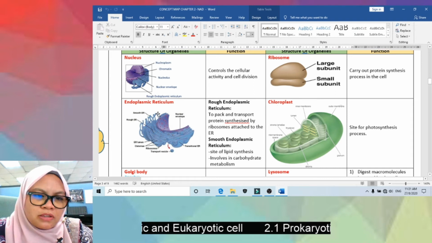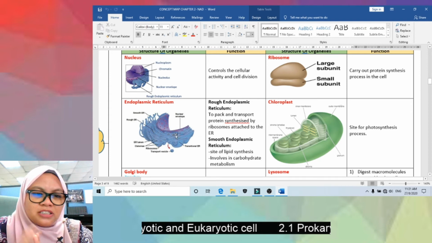For smooth endoplasmic reticulum, there is no spotted. Okay, you can see no red spotted. But for rough endoplasmic reticulum, with the red spotted, the red spotted is actually the ribosome. So smooth endoplasmic reticulum means they do not have ribosome, but for rough endoplasmic reticulum, they have the ribosome that attach pada structure dia.